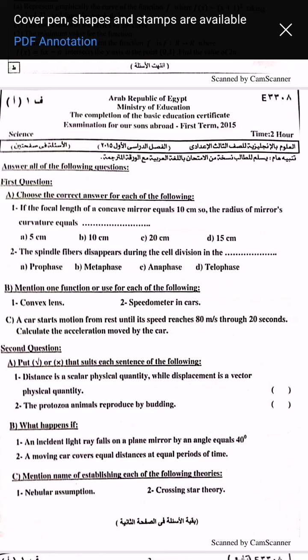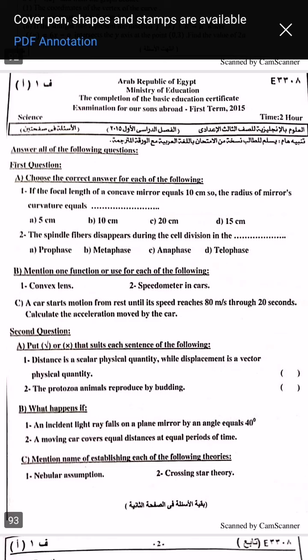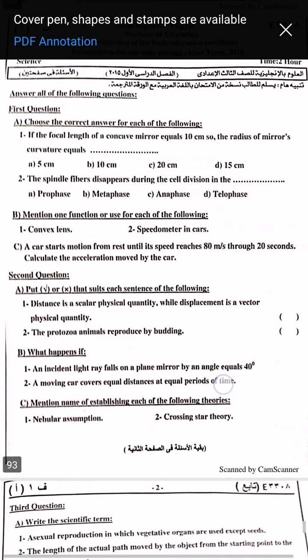Number 2, the spindle fibers disappear during the cell division in the phase: prophase, metaphase, anaphase, telophase. The answer is telophase. The spindle fibers disappear in telophase.